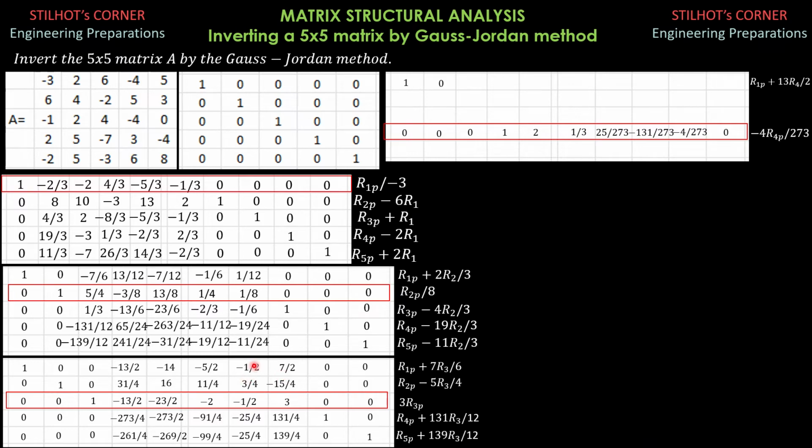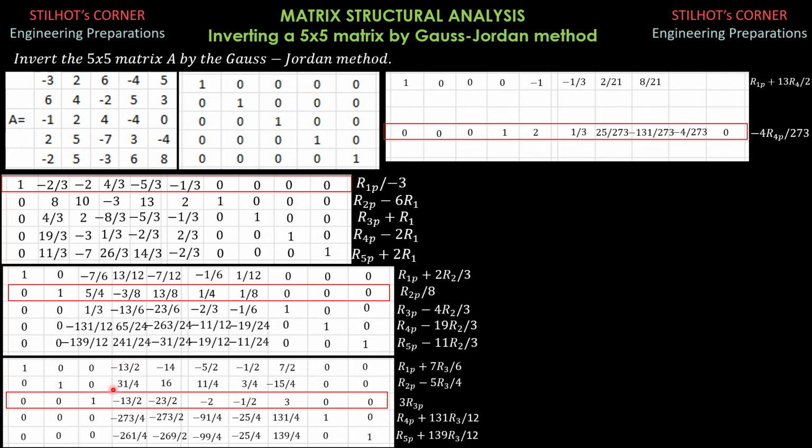Negative 1 half plus 13 over 2 of 25 over 273 is 2 over 21. Then 7 halves plus 13 over 2 of negative 131 over 273 is 8 over 21. 0 plus 13 over 2 of negative 4 over 273 is negative 2 over 21. Then 0 plus 13 over 2 of 0, it's still 0.